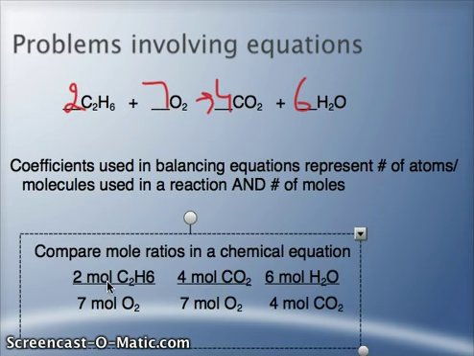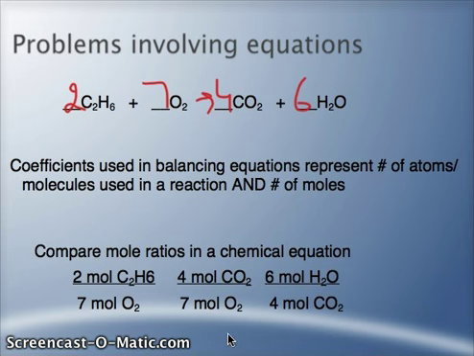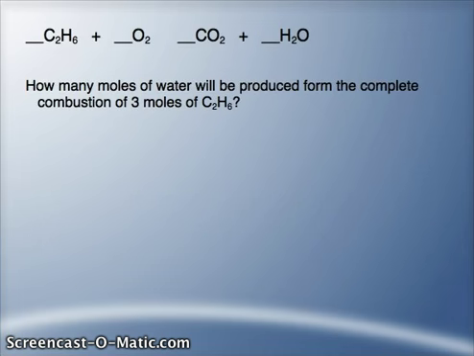Again, 2 moles of C2H6 for every 7 moles of O2. 4 moles of CO2 for every 7 moles of O2, etc. So you can have whatever different ratio that you want in there. So now let's see how that would relate to a problem. Here again we have the same problem. So here's the 2, 7, 4, 6.